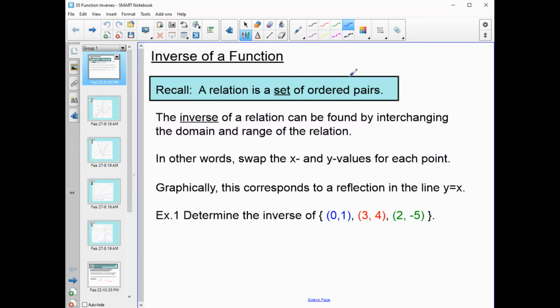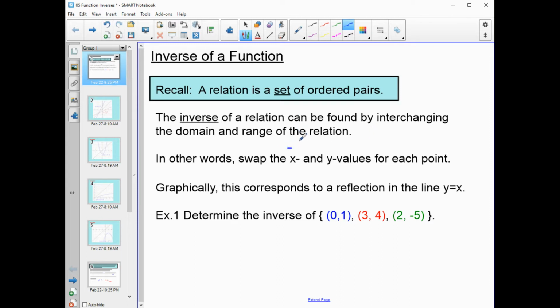For this lesson, we're going to introduce the idea of what's known as the inverse of a function. This is something that you've made practical use of already, although you may not have referred to it as an inverse, and there's really no reason why you would have. Let's start with a fundamental definition, which is that an inverse of a relation can be found by interchanging domain and range for that particular relation.